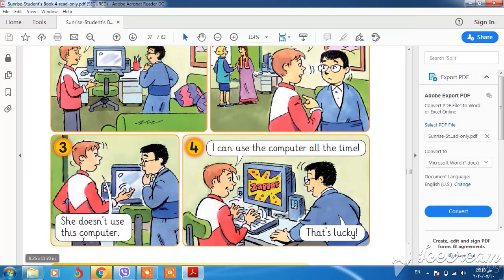She doesn't use this computer. She can't use the computer all the time. Okay, we have she doesn't use this computer. Also, it's a negative sentence. If we change to positive, it will be she uses this computer. Okay, she uses.